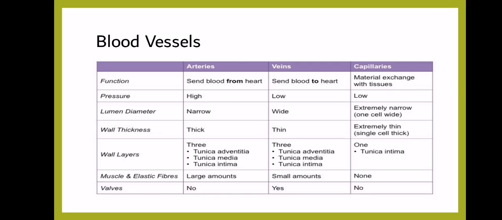Muscle and elastic fibers in arteries are in large amounts, while small in veins and usually none in capillaries. In case of arteries, there is no valve present, but in case of veins, there are valves present which prevent the backward flow of blood, and in capillaries again, there is no valve present.